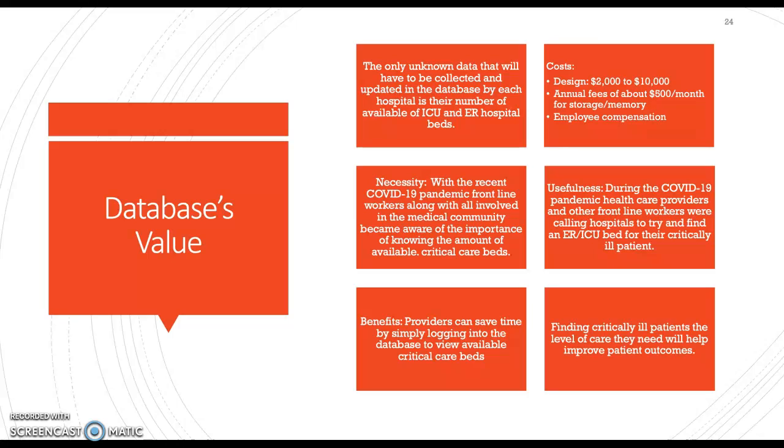The cost. A typical database can range from $2,000 to $10,000, and then also has annual fees that can be about $500 a month for storage and memory. Plus, then there is the employee compensation. So, yeah, this database will help find critically ill patients the level of care that they need, and which will, in result, help improve patient outcomes.